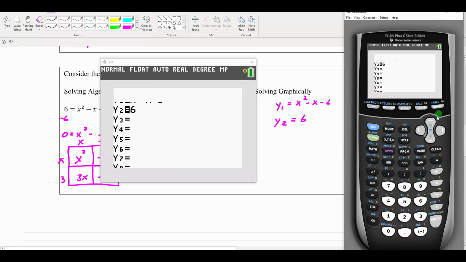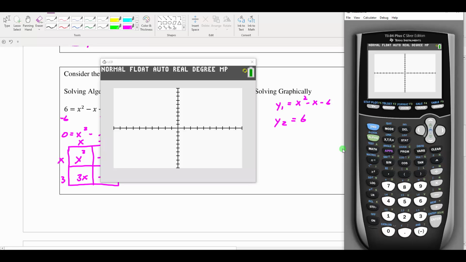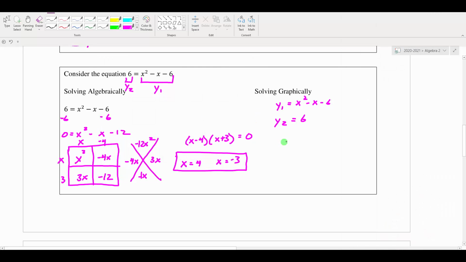And let's hit graph. Okay, so the first function we see is our parabola. That's y1. And then the second function that we see is the horizontal line that comes through the graph at 6. When we look at this, we're looking at the intersection points that occur here and here. When I look at this first intersection point, it occurs at an x value of 1, 2, 3, so negative 3. So we say x equals negative 3 is one of our solutions.